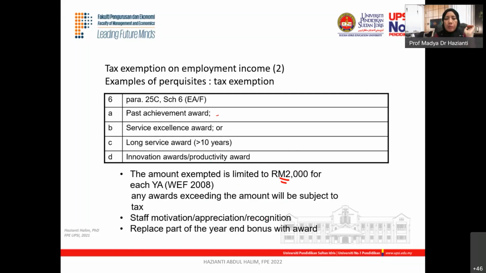So staff motivation, appreciation, recognition: replace part of the year-end bonus with an award. Nampak? Because kalau dapat bonus, dia akan kira under monetary tadi. Monetary tadi dia kira terus je, dia tak ada exemption, tak ada tolak. Dapat bonus, salary plus bonus terus nombor bulat je. But kalau your employer tukar bonus tu jadi award, whatever award lah, achievement award ke, service excellence award ke, then you will get exemption. Tapi kalau bonus cash je, tak ada exemption, kena bayar.